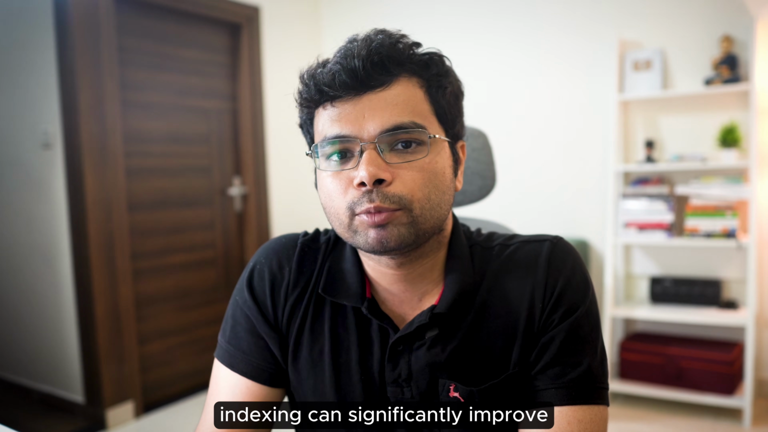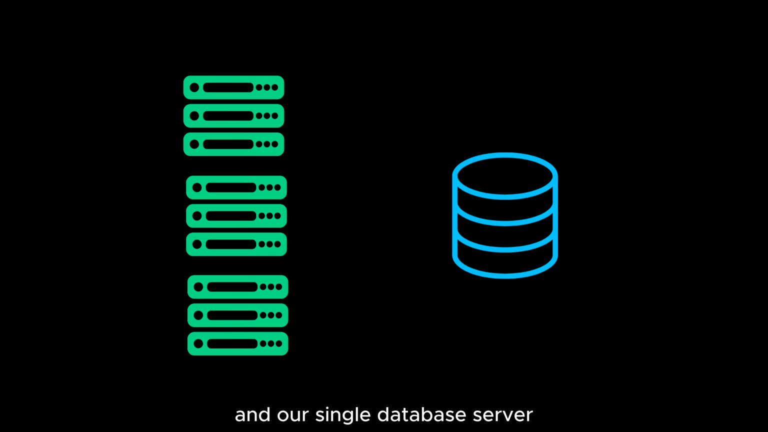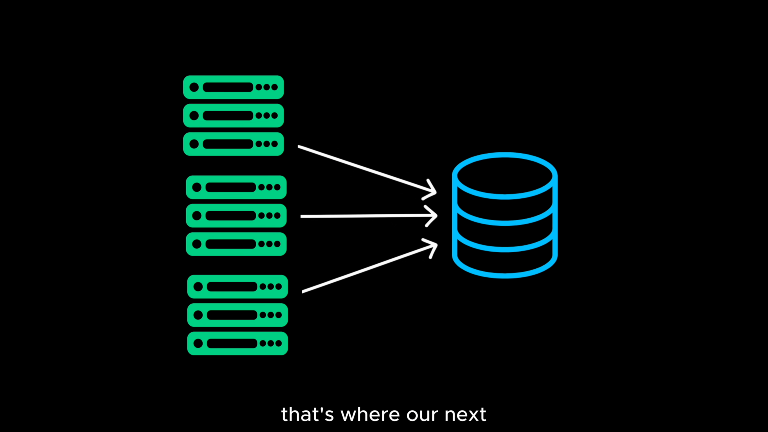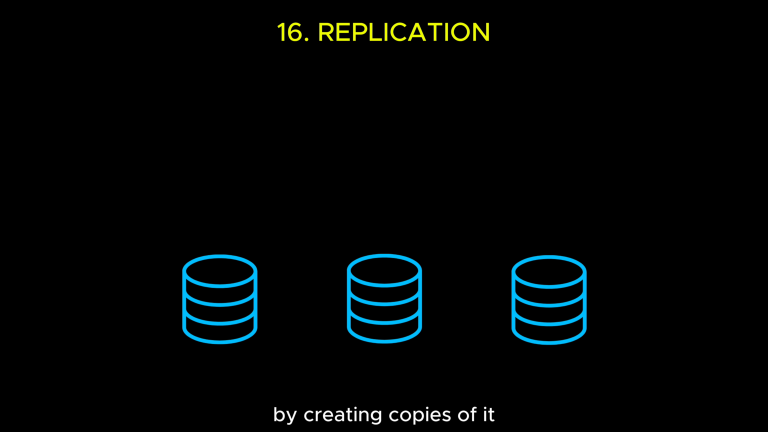Indexing can significantly improve read performance, but what if even indexing isn't enough, and our single database server can't handle the growing number of read requests? That's where our next database scaling technique, replication, comes in. Just like we added more application servers to handle increasing traffic, we can scale our database by creating copies of it across multiple servers. Here is how it works.